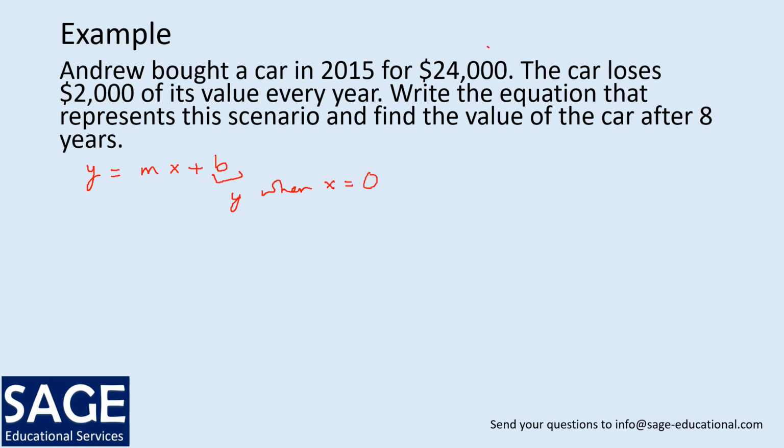So when you bought the car, then the time for which you had the car was 0, and the value was 24,000. That means that the b in this problem is 24,000. And then m is the other thing we are looking for. M is the slope, which is another way to say it's the rate. So the value of the car is lost every year by 2,000. So I can say m is actually equal to negative 2,000.